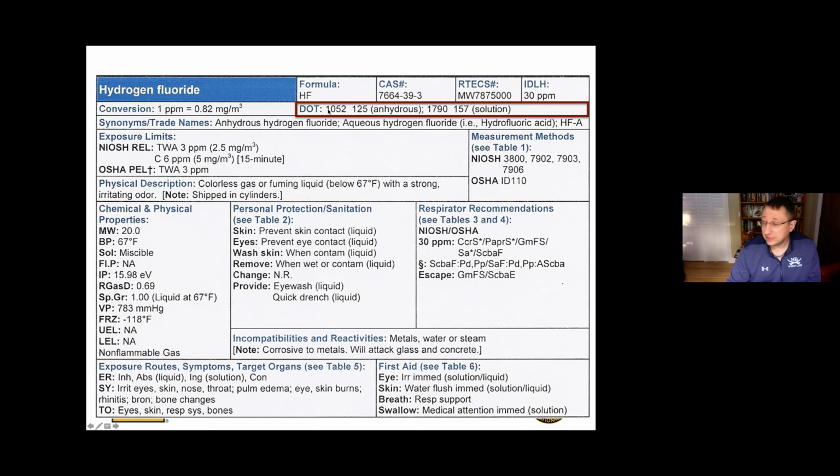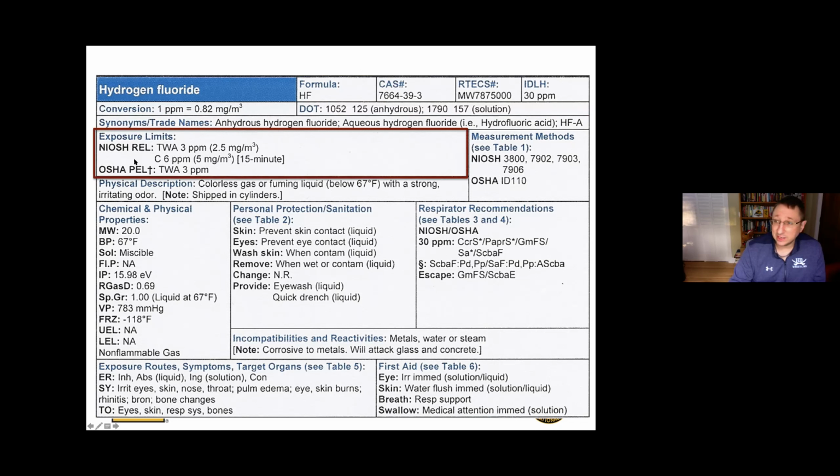We've got DOT. Oh, I don't have a pocket guide in front of me, do I? No, I don't. All right, so you know that little orange North American Emergency Response Guide? It'll also state what the UN ID number is, what the guide number is, for this stuff. Here's our synonyms and trade names. I call this hydrofluoric acid, but up here in its alphabetical title, it's hydrogen fluoride, but they call it some other things here as well. Then we've got exposure limits. We're going to have the NIOSH ones and OSHA.